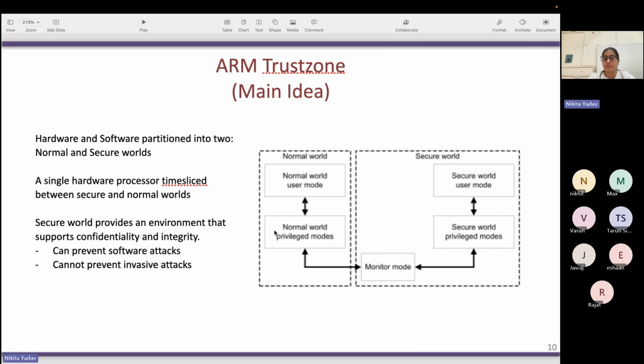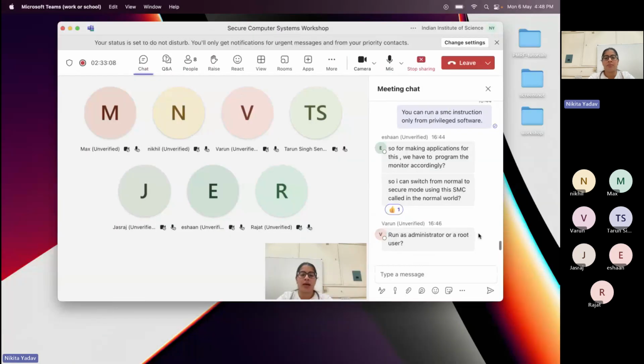You can only run the SMC instruction in the OS. Even if you write a program, and even if that program has the privileges of the root user, you cannot write an SMC instruction in it, and it will not execute the SMC. But if you go and change your Linux kernel, and write an SMC instruction there, that will work. With that you will be able to switch to the secure world. Of course, you will have to call with the correct arguments and so on.